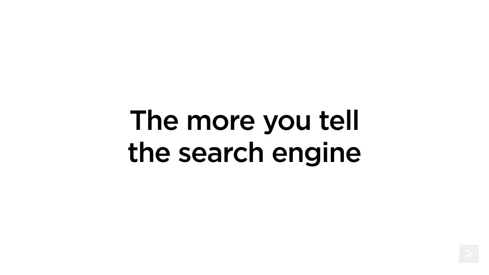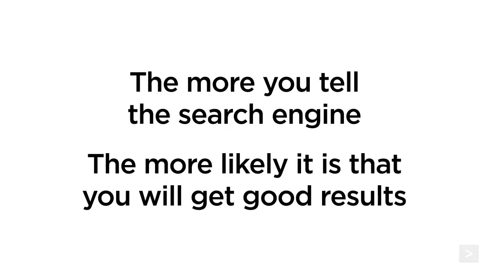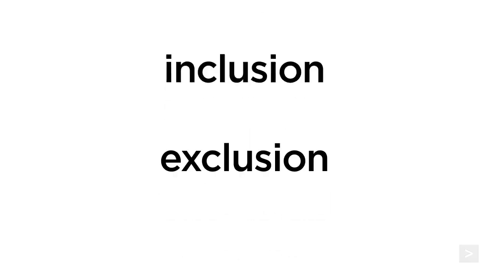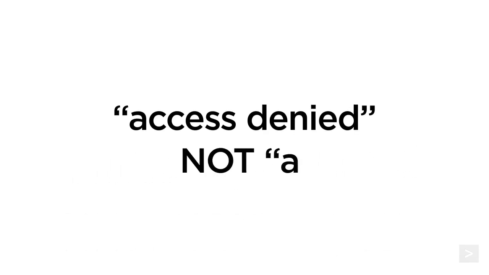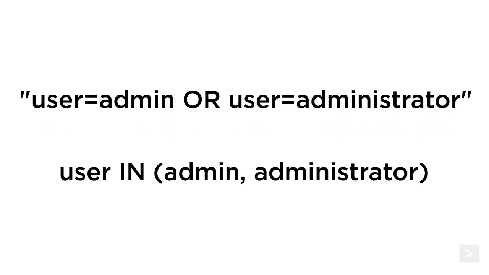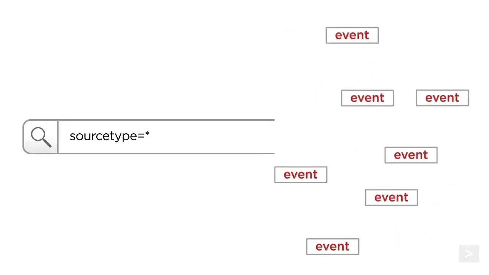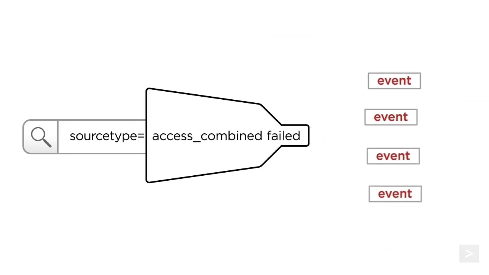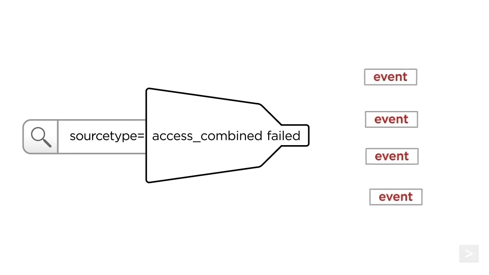The more you tell the search engine, the more likely it is that you'll get good results. It's better to search for failed password instead of just password. Inclusion is generally better than exclusion. Searching for access denied is better than searching for not access granted. When possible, use the or in operators instead of wildcards. Apply filtering commands as early as possible in your search. Filtering early limits the number of events returned, making future manipulations of the data faster.